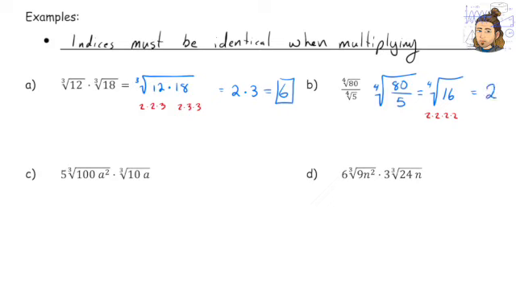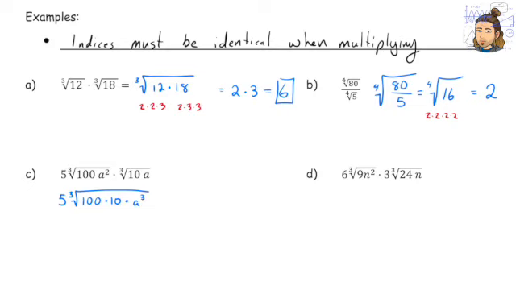All right, now let's look at an example with variables. A little more intimidating, but still just as doable. We have multiplication, so we're going to be able to combine some parts of this together. The 5 out front, we're going to leave out front. And when we multiply this out, we're going to have 5 times the cube root of 100 times 10. We're going to group our numbers times 10, and then group the variables. A squared times a gives us a to the third.